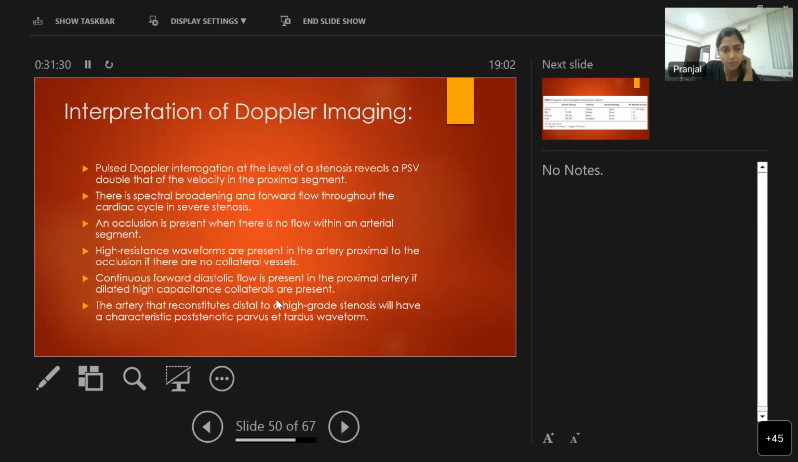High resistance waveforms are present in the artery proximal to the occlusion if there is no collateral vessel. Continuous forward diastolic flow is present in the proximal artery if a dilated high capacitance collateral is present. The artery that constitutes distal to the high grade stenosis will have a characteristic post-stenotic parvus et tardus waveform.